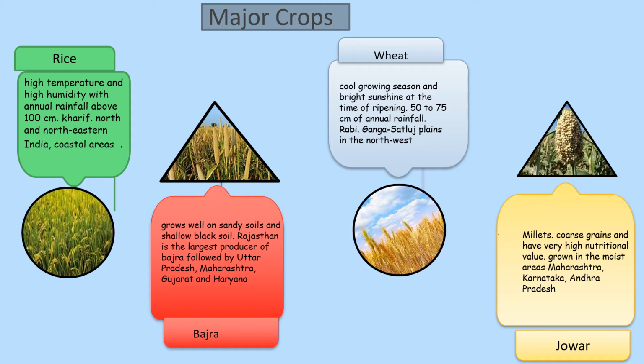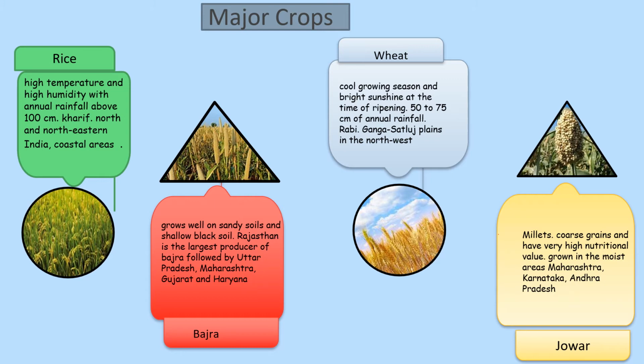First one is rice. Rice needs high temperature, high humidity and an annual rainfall of 100 centimeters. It is a kharif crop and it is grown in the north and northeastern part of India and also in the coastal area. For wheat, it needs a cool climate during the growing season and bright sunshine at the time of ripening. The annual rainfall should be around 50 to 75 centimeters. It is a rabi crop and it grows well in the Ganga-Satluj plain.